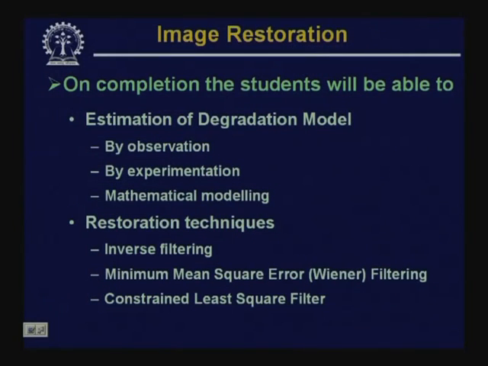The first one that we will see is what is called inverse filtering. The second one will be called minimum mean square error or Wiener filtering, and the third approach is called constrained least square filtering approach.